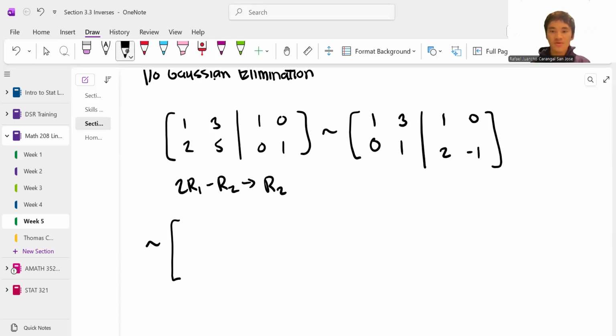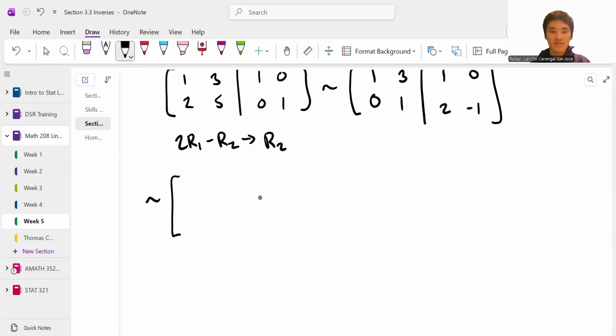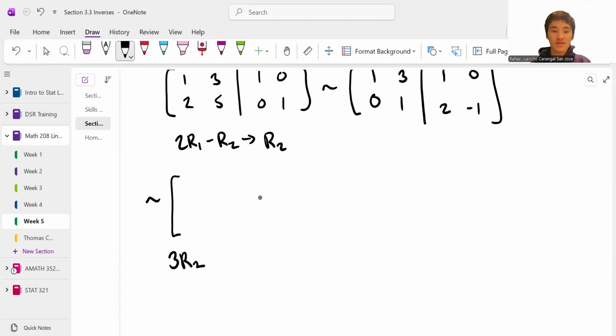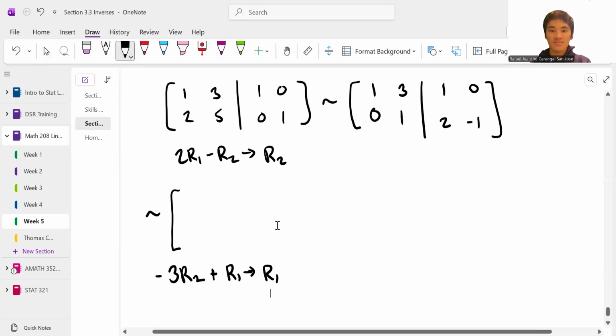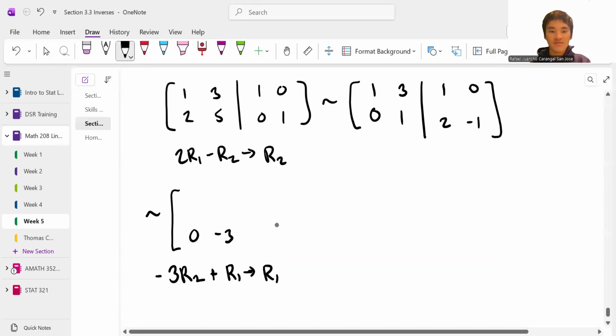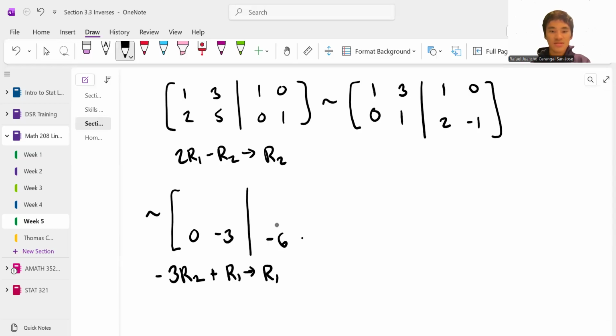Well, for one, I could make row 2 to be 3. Or actually, I could make it negative. And then I add it to row 1, and then put that in row 1. So let me do that. How that's going to work is row 2 multiplied by -3. This one I think is just 3.